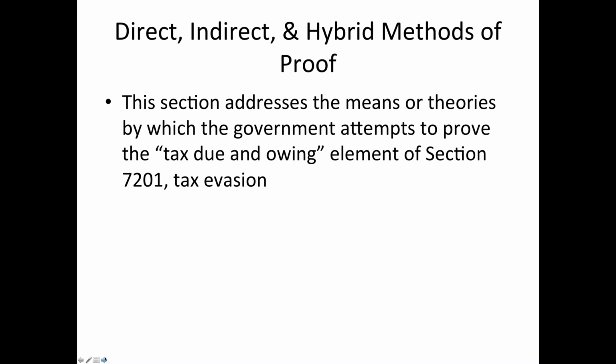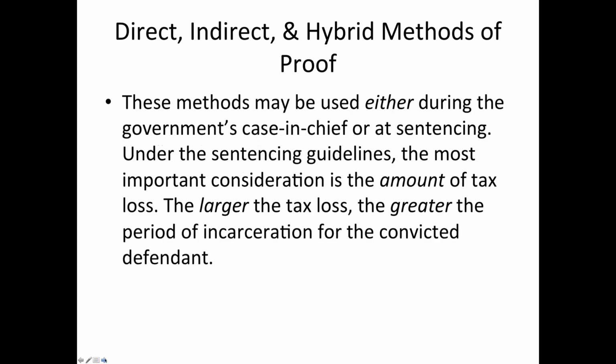And this is a fascinating area because, as many of you know, the government whips up gross income in unconventional ways, and we're going to delve into that. These methods may be used either during the government's case in chief or at sentencing. Under the sentencing guidelines, the most important consideration is the amount of tax loss. The tax loss number is typically what triggers the sentencing of a defendant in a criminal tax case.